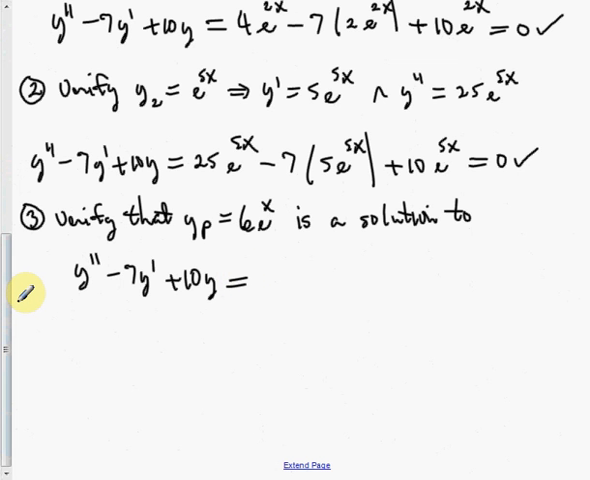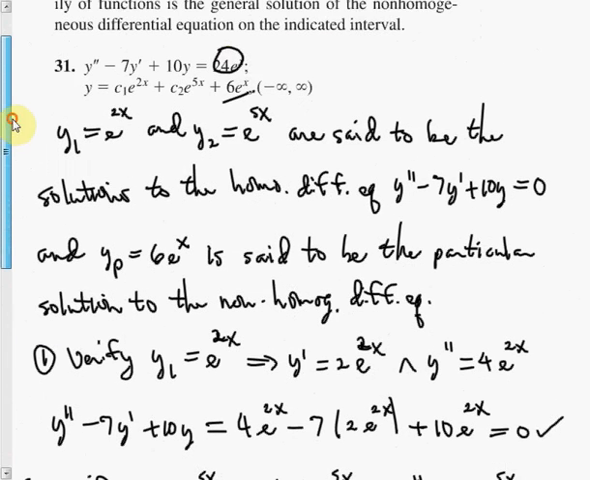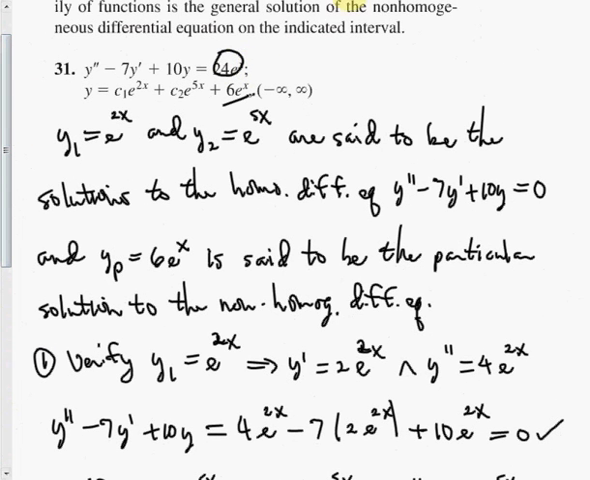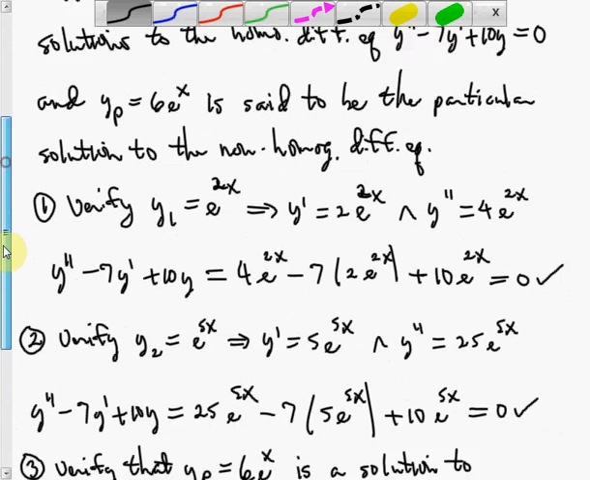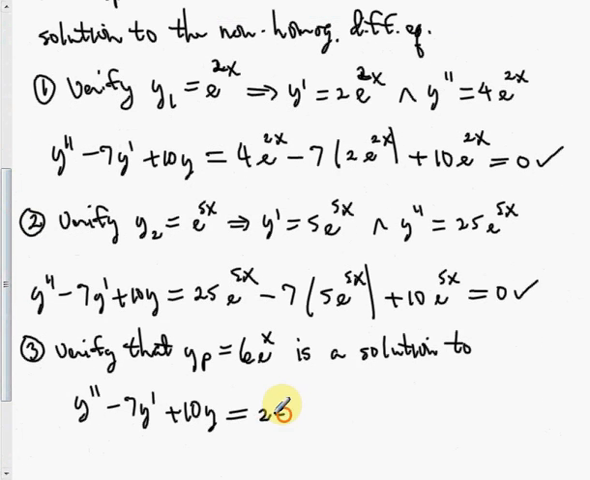We're verifying that 6 times e to the x is a solution to the homogeneous or the non-homogeneous? The non-homogeneous, right? So we have to say this is equal to that 24. I need to erase that. I can't see. This is equal to 24 times e to the 2x. 24 times e to the x, excuse me.